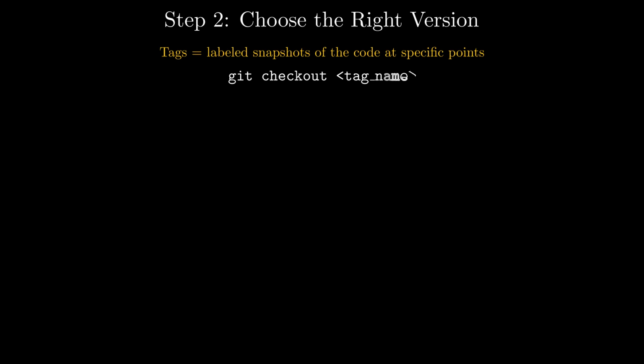Step 2, choose the right version. The repository contains every version of Bitcoin Core ever released, each marked with a tag, a labeled snapshot of the code at a specific point. You select a version with git checkout followed by the tag name.